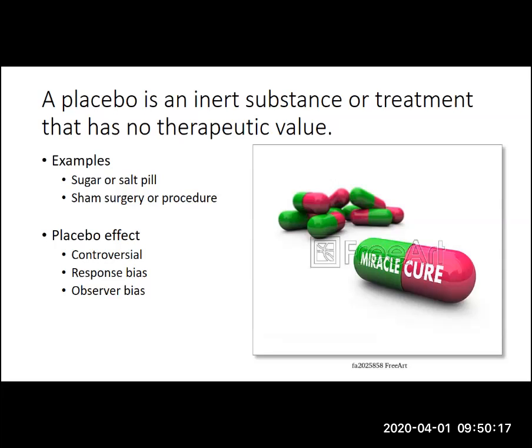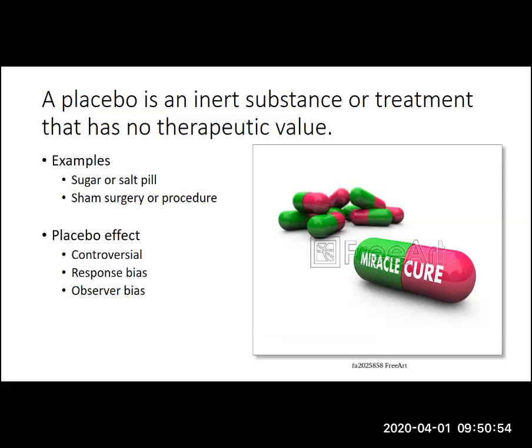Now, the placebo effect is fairly controversial. There are some studies that show that there is a placebo effect. There are other studies that show that it's a result of the bias either of the observer or a potential bias of the response of the subject. But regardless, there's some good evidence that there is an effect by the Rosenthal effect, by the Pygmalion effect. And so it's not beyond reason that the placebo effect would potentially have an altering effect on an individual.